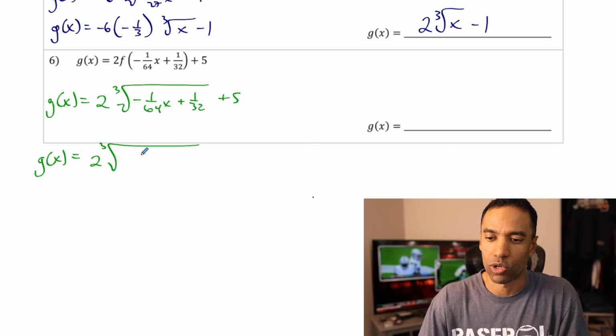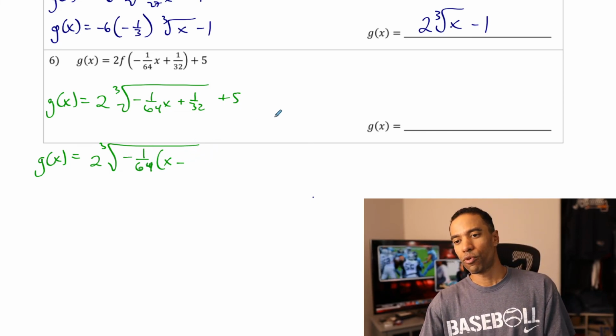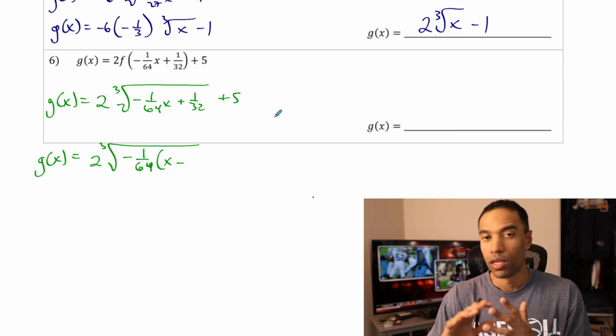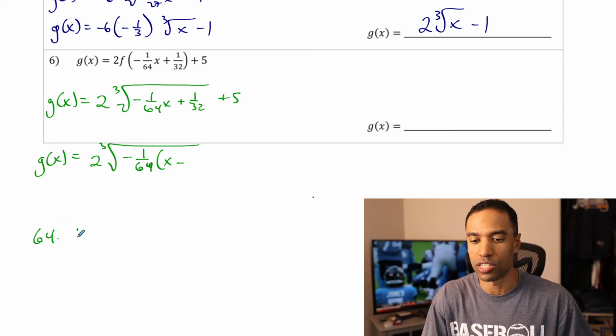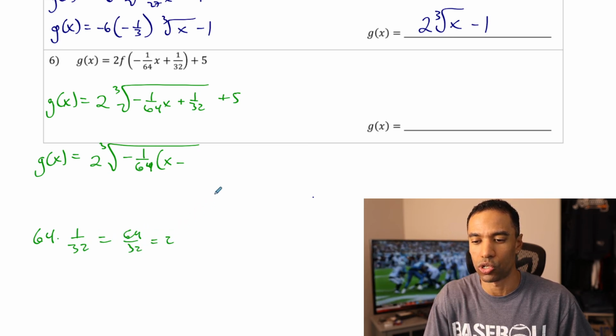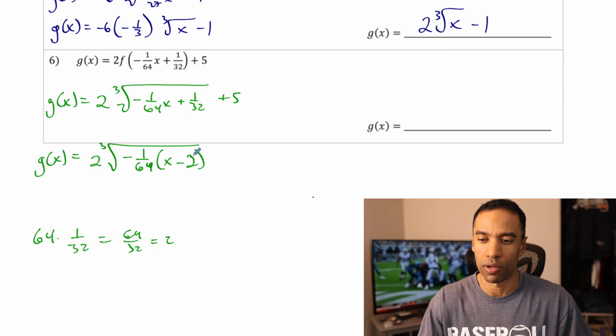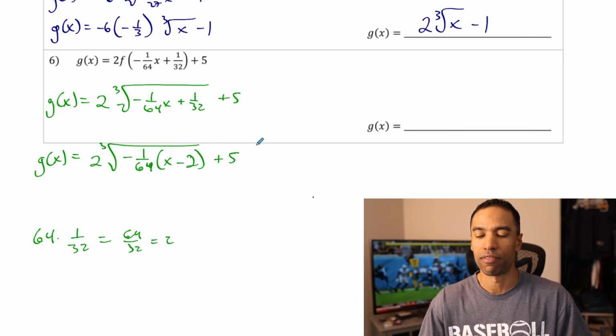All right, let's factor out a negative 1/64. Inside, we're going to have x. Looks like a minus, right? 1/64 times 1 is 1 over 32. You divided 1/64 out of 1 over 32, so you're multiplying 64 by 1 over 32, which is 64 over 32, which is 2. I think the last one was a 2 as well. Double check that. Make sure you get 1 over 32 from that, and plus 5.